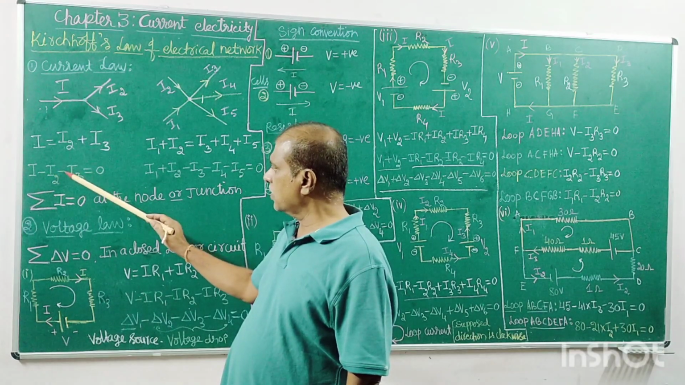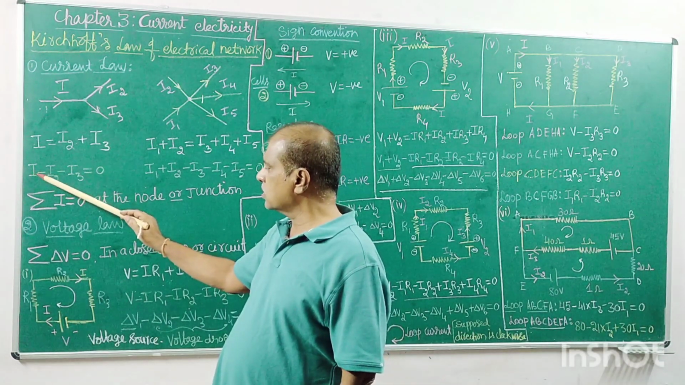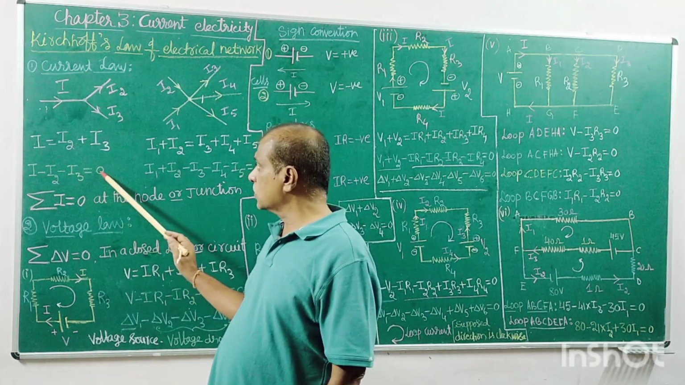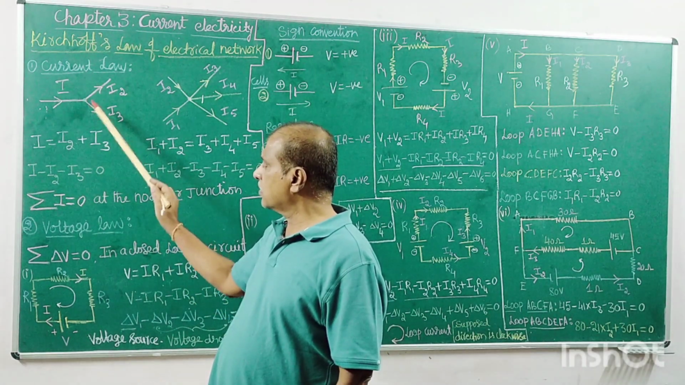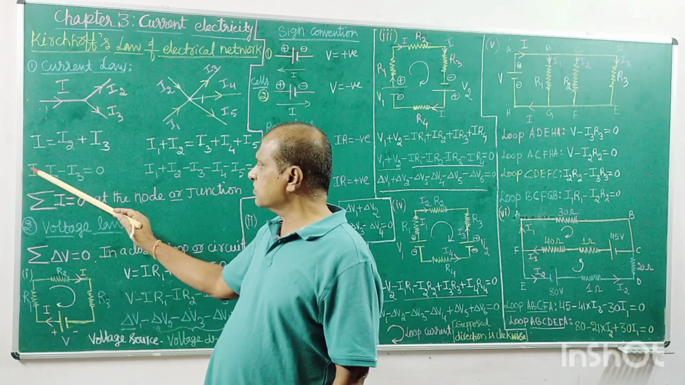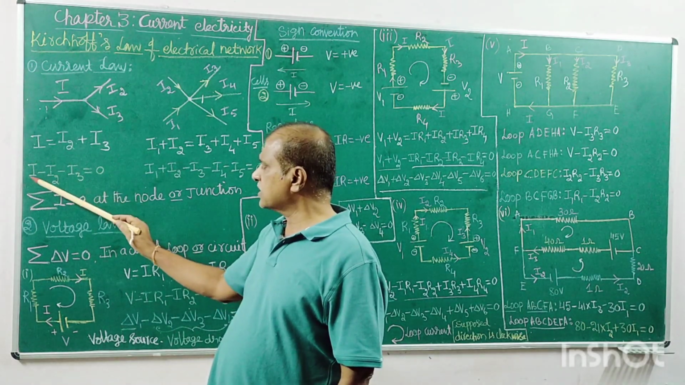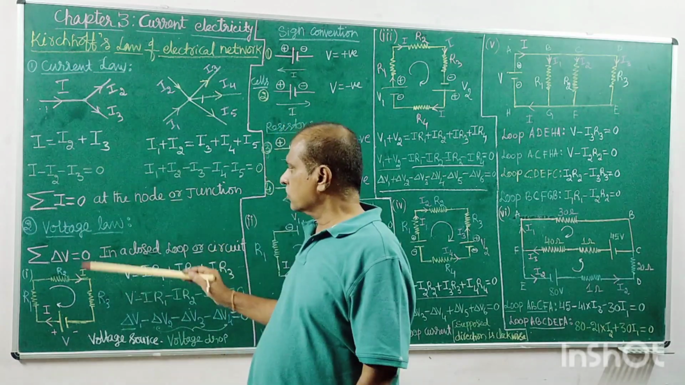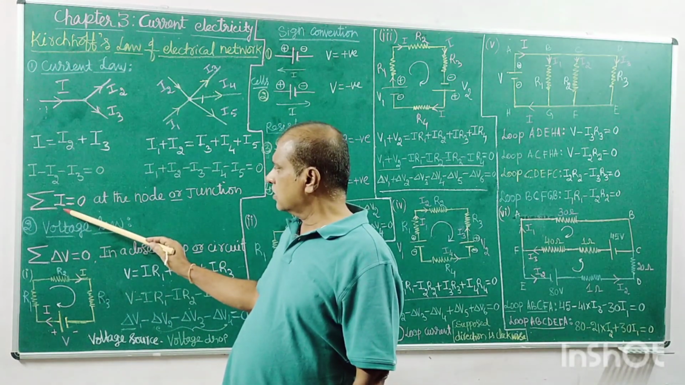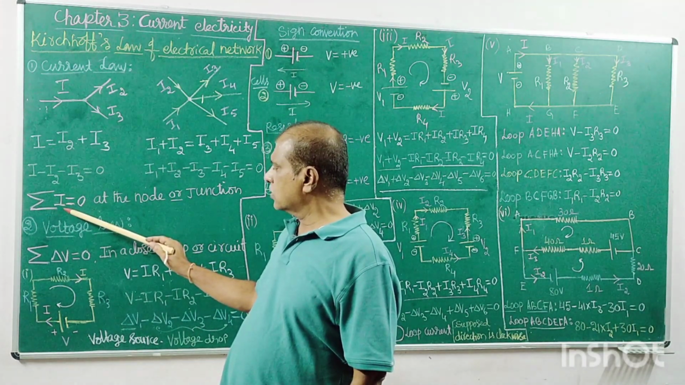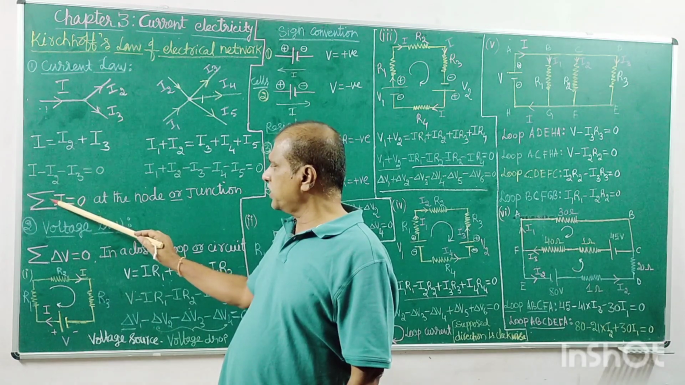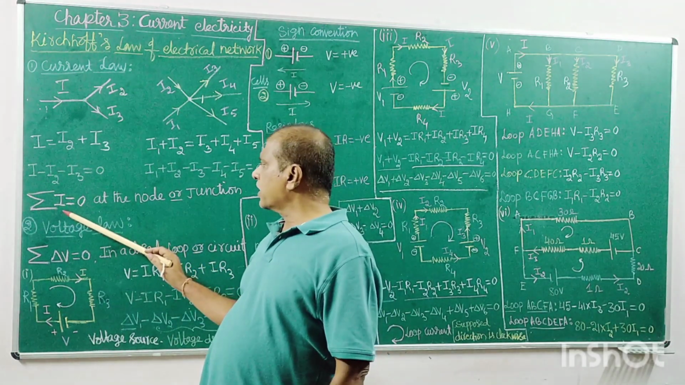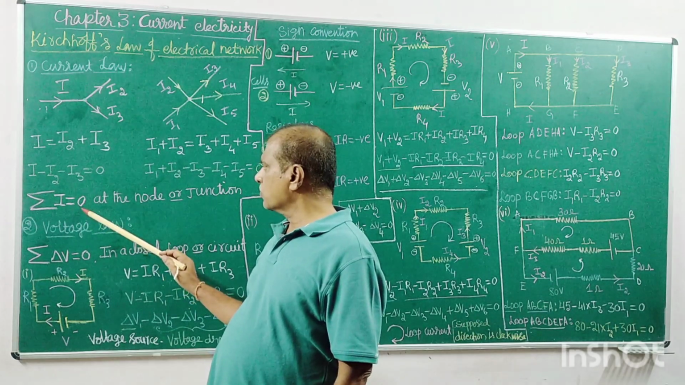Here these are leaving, these are entering. The total summation is 0. Sum of all the currents equals 0 at the junction. But you see which is plus and which is minus. Plus for entry, minus for leaving. That is what the law says in brief. So summation I is equal to 0. Sum of all the currents at the junction is equal to 0.